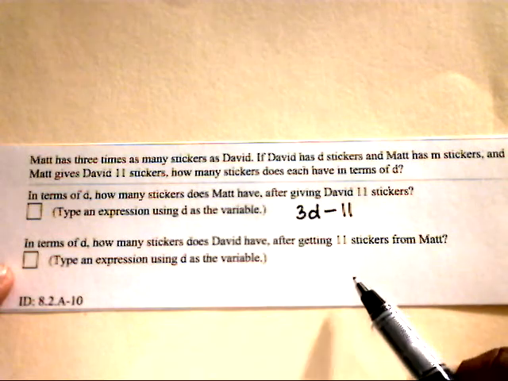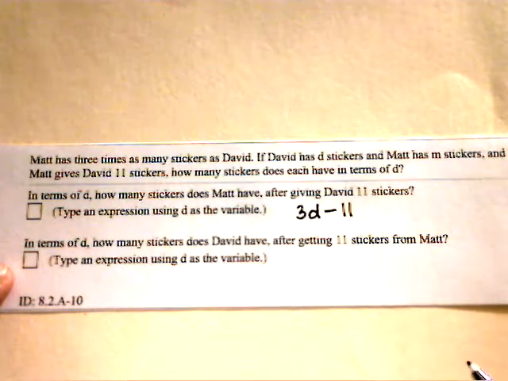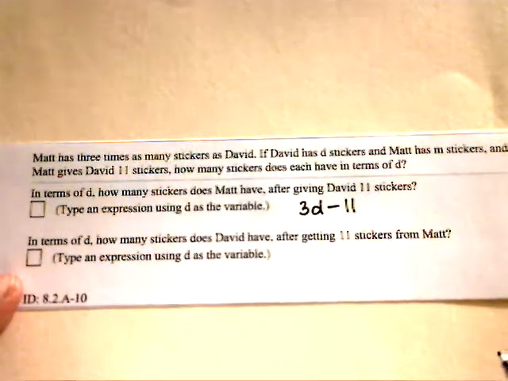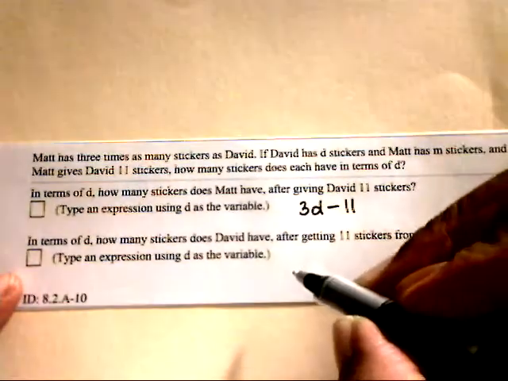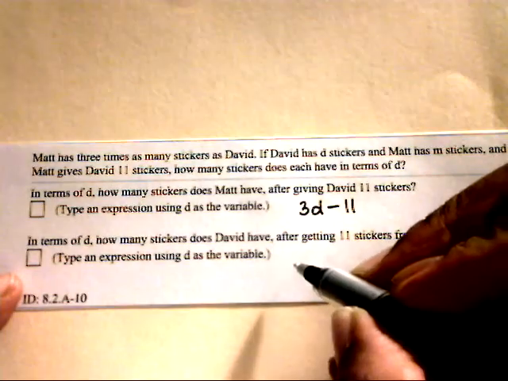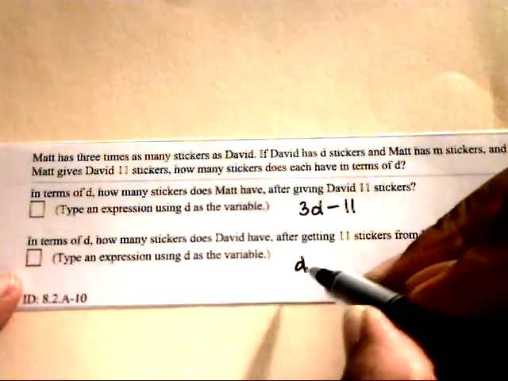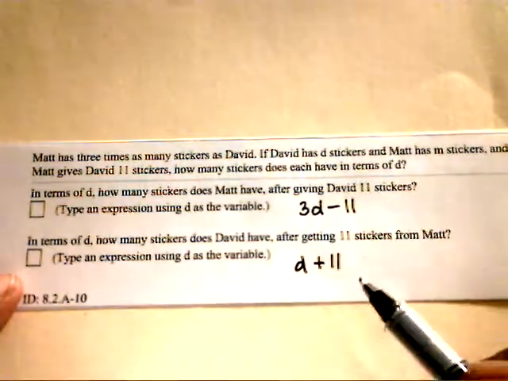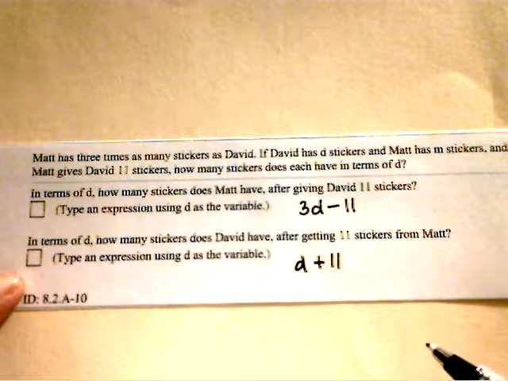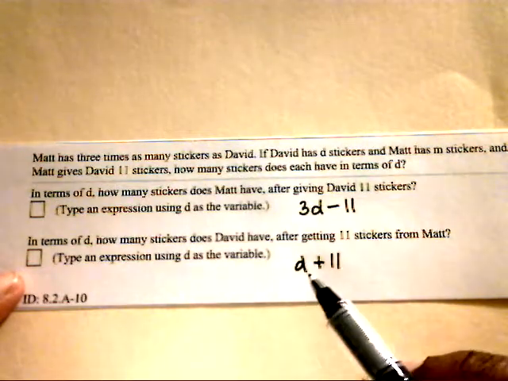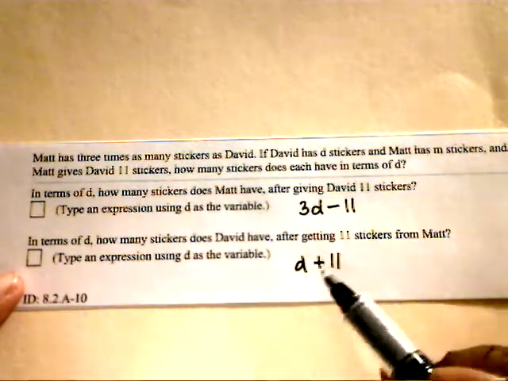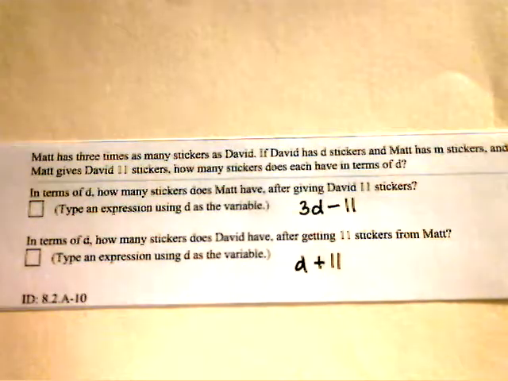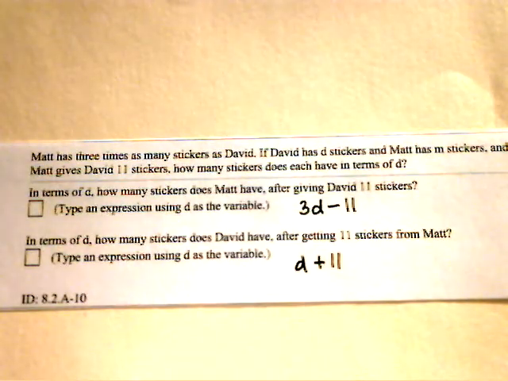Now, in terms of D, how many stickers does David have after getting 11 stickers from Matt? Okay. So here, the number of stickers that David had will be D. And he's picking up 11 stickers, so that's D plus 11. So in this case here, David will have D plus 11 stickers. That's your algebraic expression. And that should be enough to assist you with the homework problems in section 8.2.